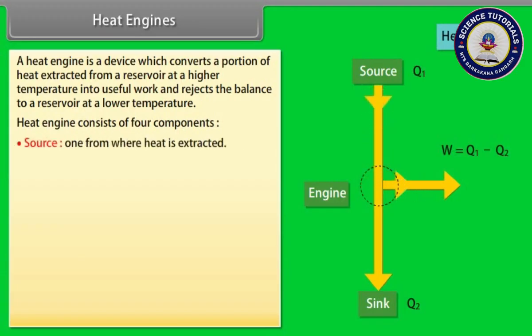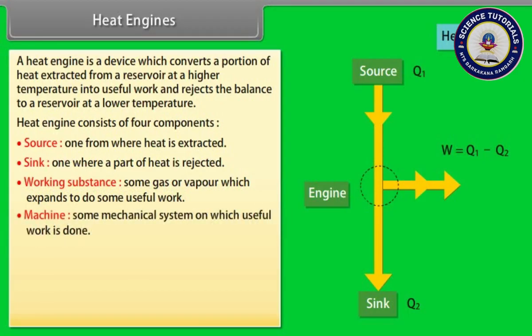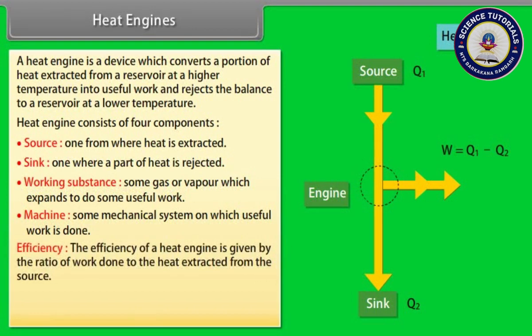Source: from where heat is extracted. Sink: where a part of heat is rejected. Working substance: some gas or vapor which expands to do some useful work. Machine: a mechanical system on which useful work is done. Efficiency: the efficiency of a heat engine is given by the ratio of work done to the heat extracted from the source. Efficiency is equal to 1 minus Q2 by Q1.